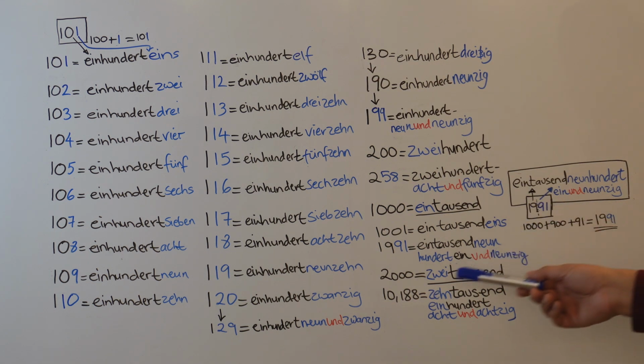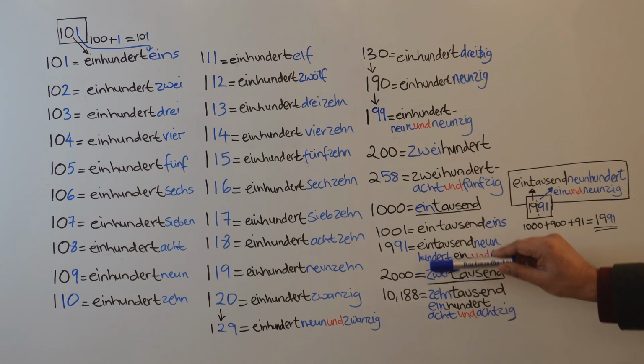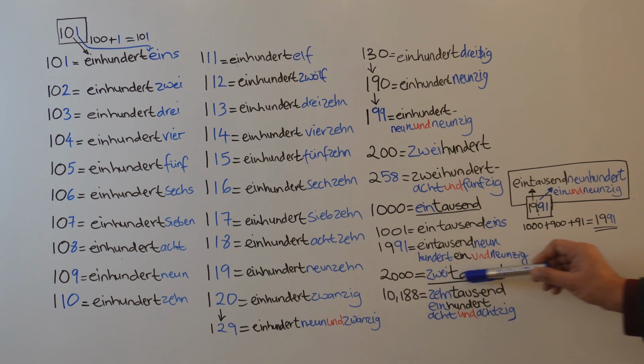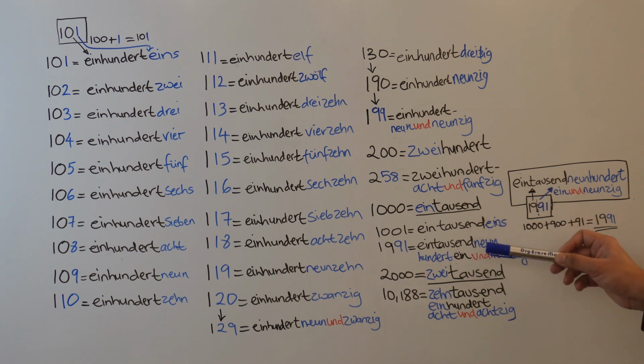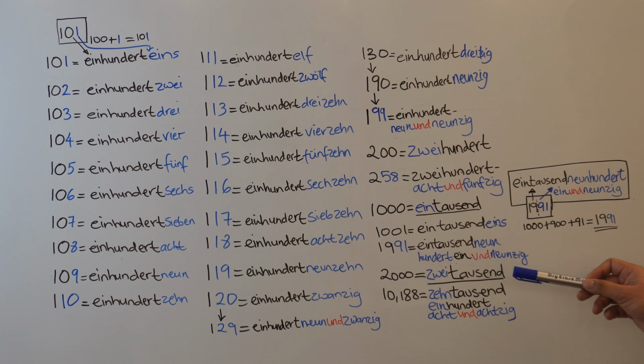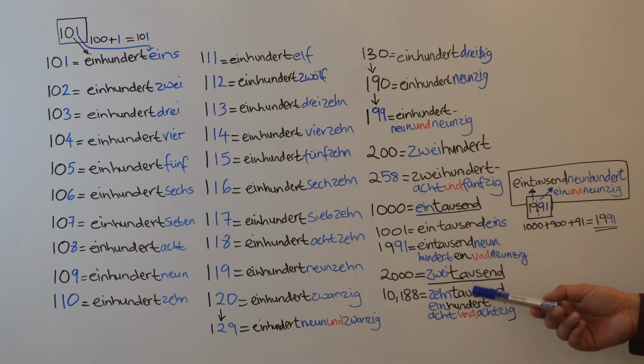And then you move on to 2000. Just translate this into German. 2000. That means 2 is zwei and 1000 is tausend, zweitausend. For 3000, you say dreitausend. Simple translation as it is in English into German. For 4000, you say viertausend. For 5000, fünftausend. For 6000, sechstausend. For 7000, siebentausend. For 8000, achttausend. For 9000, neuntausend. And then you come to say zehntausend, that means 10,000.